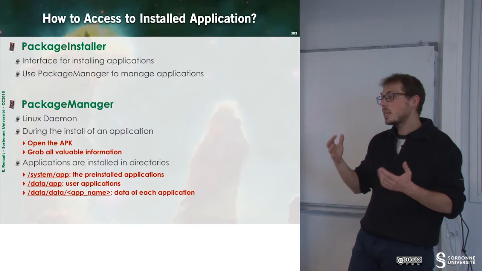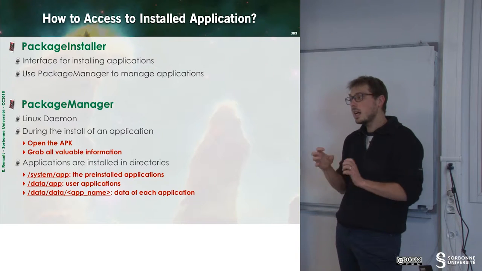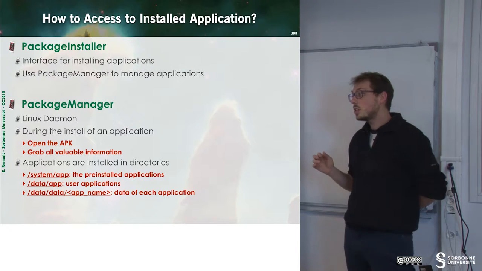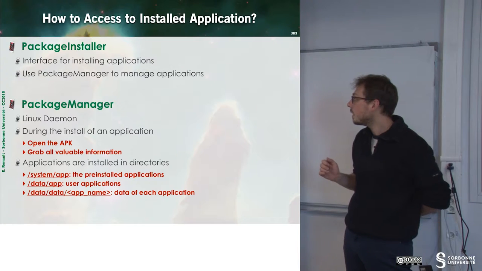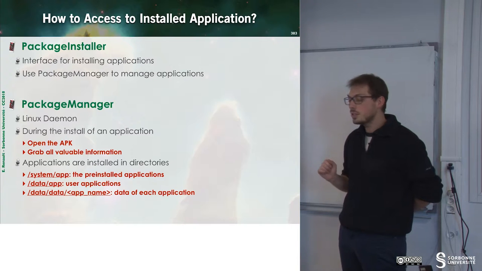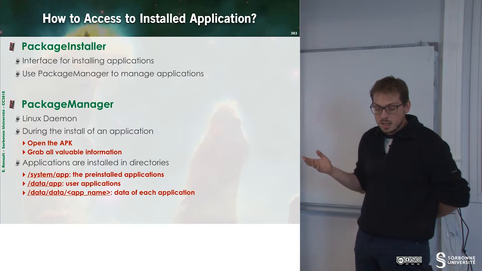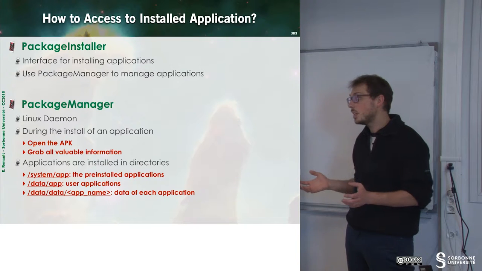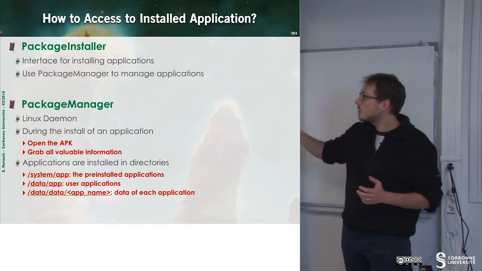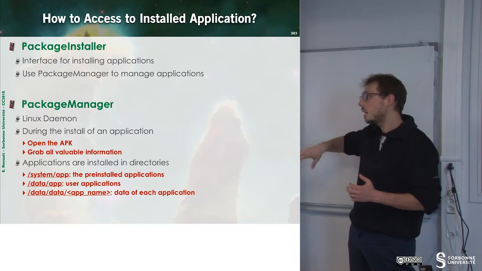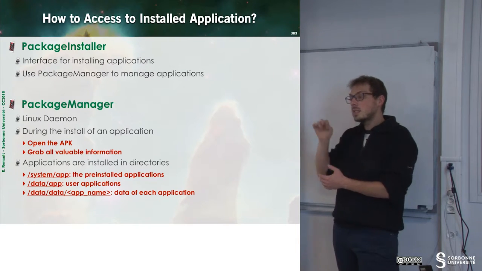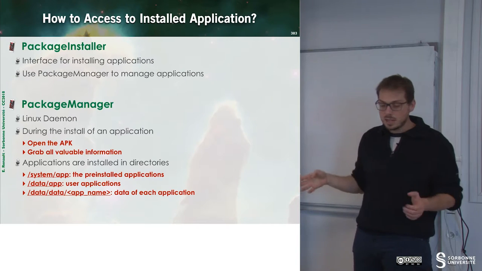So, how can we access the installed applications on the phone? To do that, we have to use the Package Manager. Package Manager is just a Linux daemon. During the installation of an application, it opens the APK, grabs all the valuable information and stores it. So every time an application is installed or deinstalled, the package manager is called. With that, we can list the names of the applications we want to have access to.